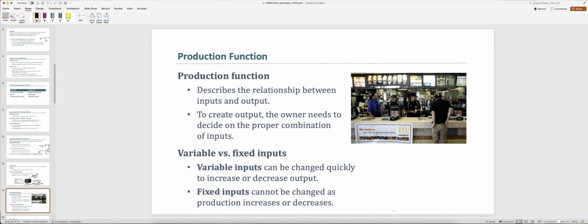And so we get a production function. That production function would look something like this.